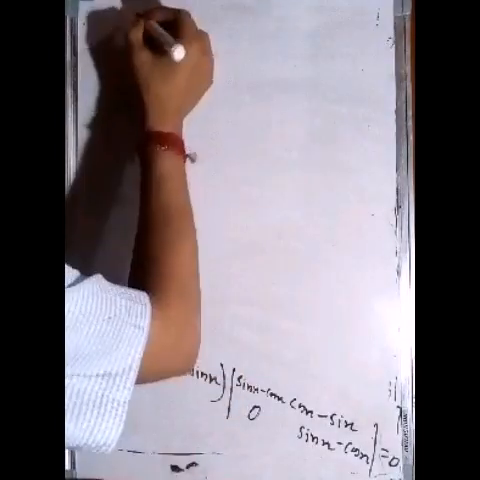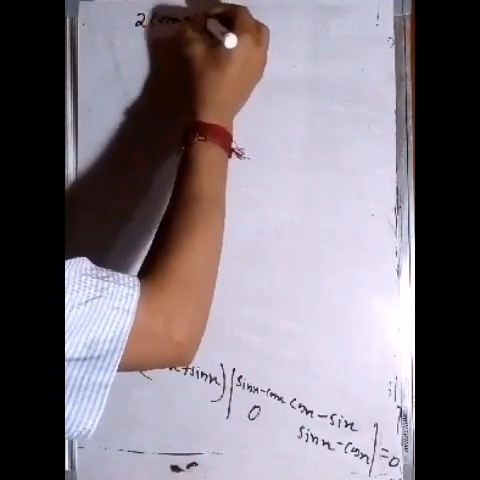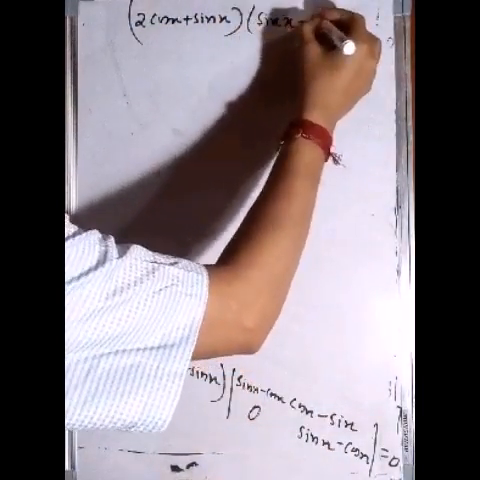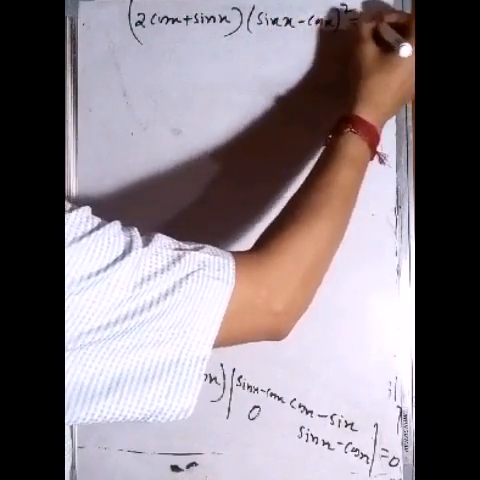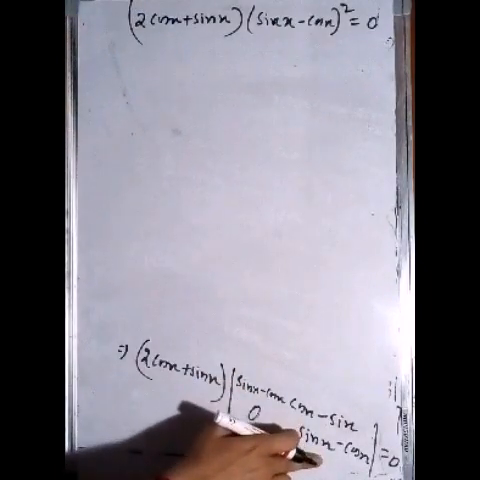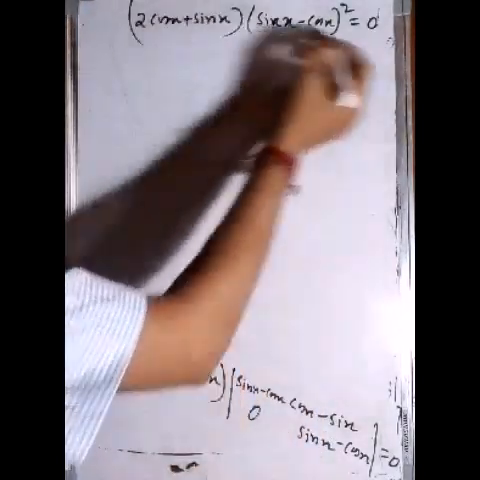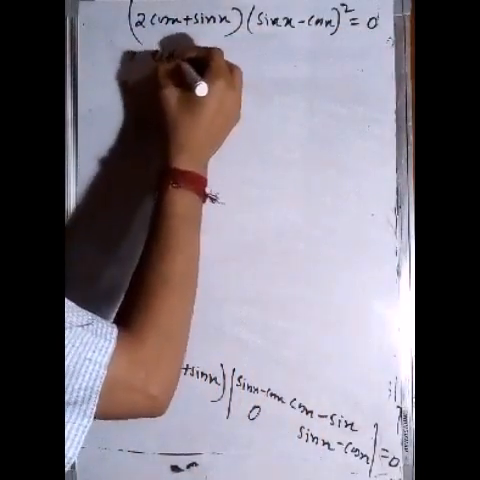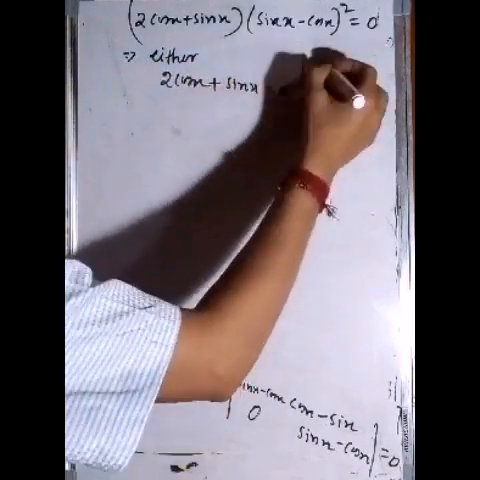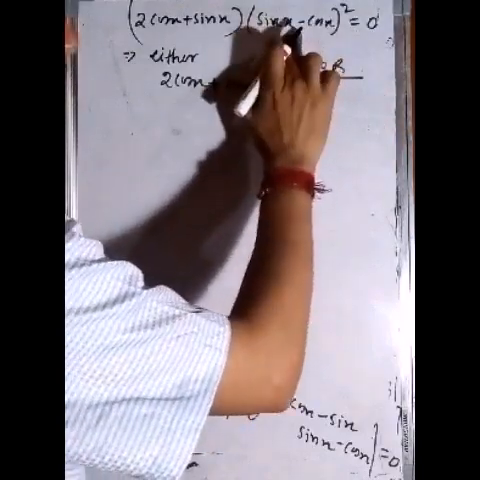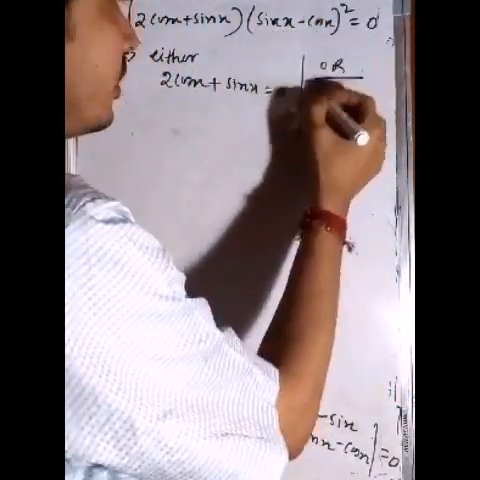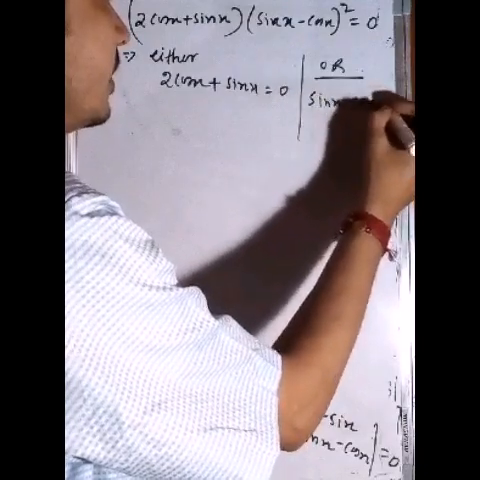So we have (2 cos x plus sin x) into (sin x minus cos x) whole square equals 0. Because expanding, we get (sin x minus cos x) into (sin x minus cos x), that is (sin x minus cos x) whole square, minus 0. So this implies either 2 cos x plus sin x equals 0, or (sin x minus cos x) whole square equals 0. It means sin x minus cos x equals 0.